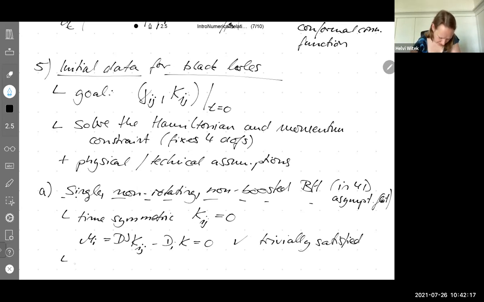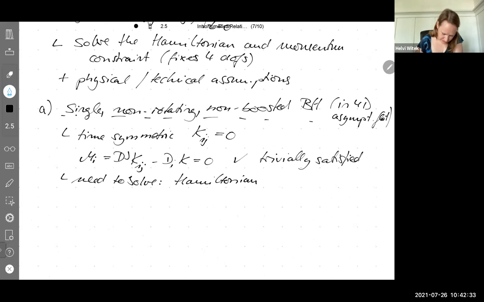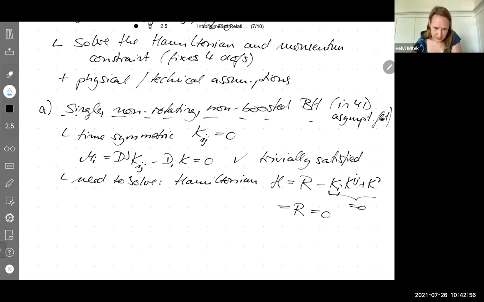And what we now need to solve is the Hamiltonian constraint. Again, let me just write this down. We have seen that this was given by the Ricci scalar with these terms for the extrinsic curvature. Since this is now zero for our spacetime, we only have to solve this equation here. Of course, this is still an elliptic equation for our metric, so we will make a few more simplifying assumptions.